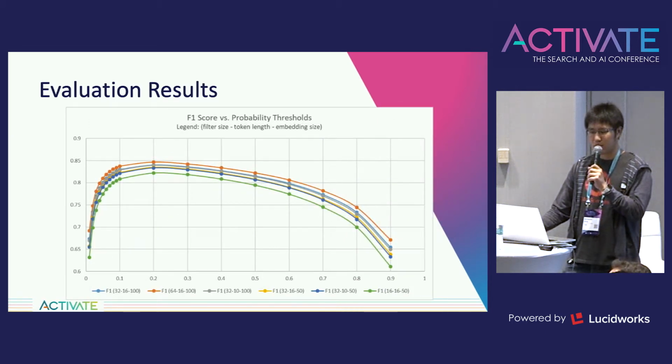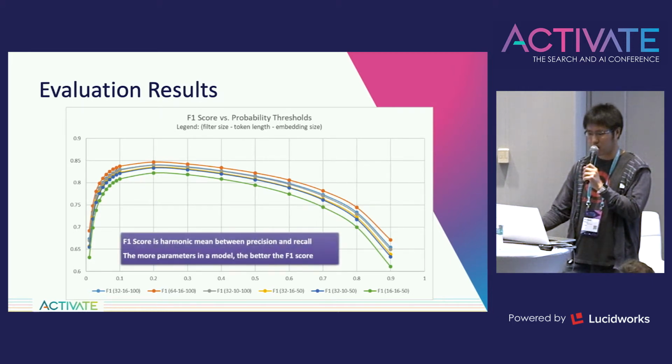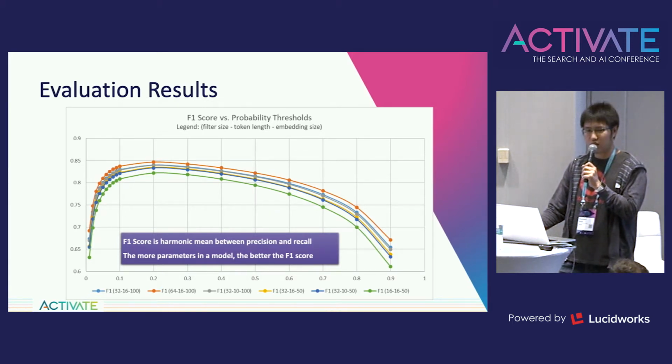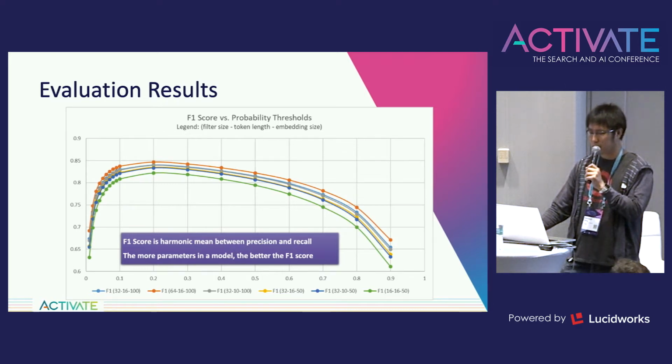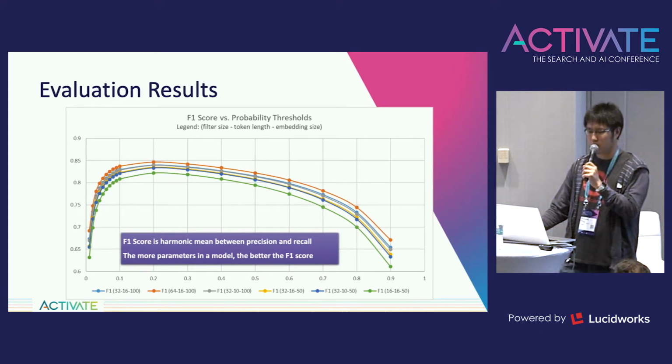And this shows the F1 score versus the probability thresholds. In case you don't know, the F1 score is the harmonic mean of precision and recall, so the higher the F1 score, the higher the precision and recall. So this shows two things. Probability threshold means that, let's say it's 0.5, in the prediction output of the classifier, we just ignore everything below the probability score of 0.5. So we only evaluate the ones above that.